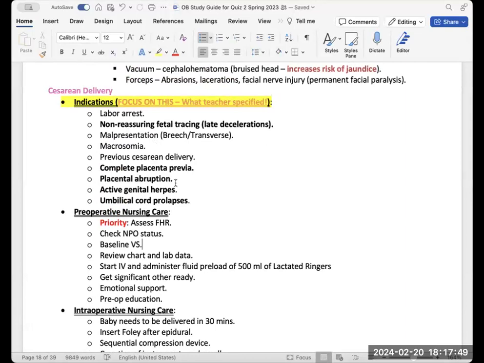Oh, okay. Well, then just know, since we talked about induction, right? The reason why we don't induce is those contraindicated reasons for not inducing the mom, because those complications are going to need a C-section.